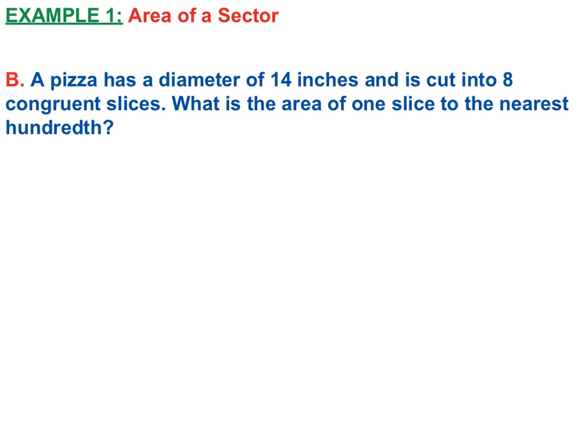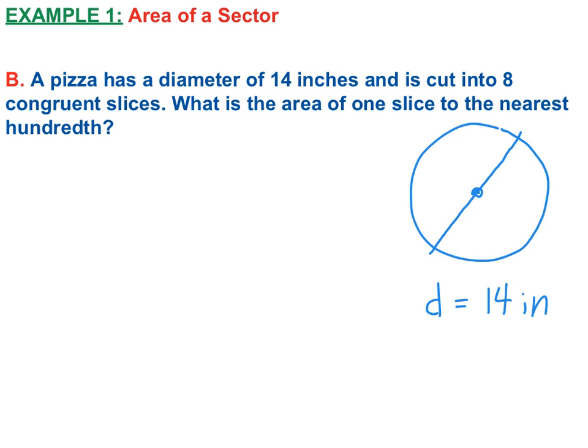Let's solve another one that doesn't have a picture. So a pizza has a diameter of 14 inches. So we know that the diameter goes across through the center. So we know that that diameter is 14 inches. And it's cut into 8 congruent slices. So thinking about if we slice our pizza into 8 pieces, what's the area of one slice to the nearest, and actually, let's do the thousandth like we always do.